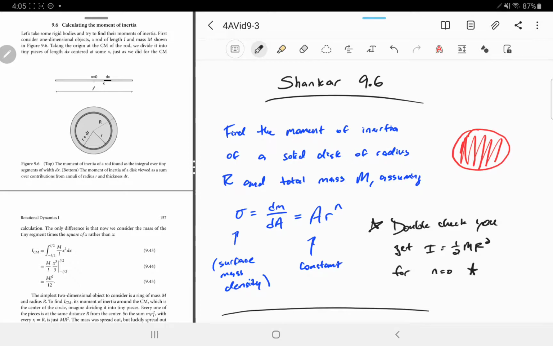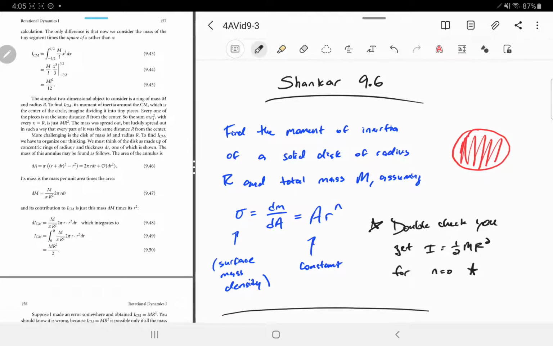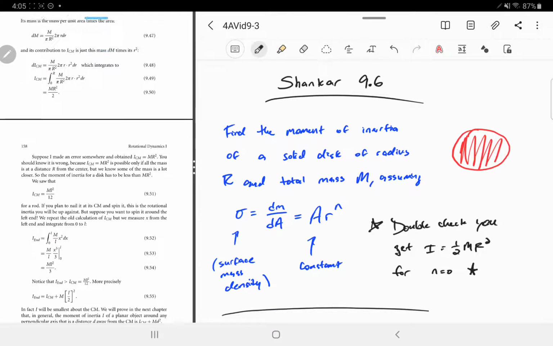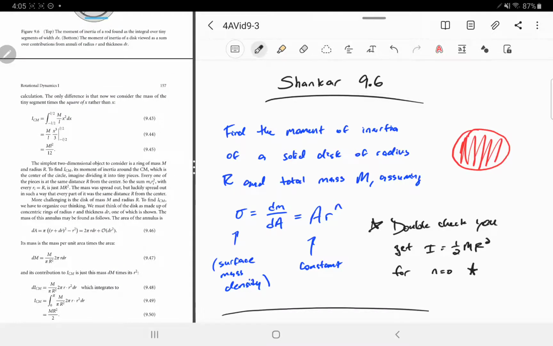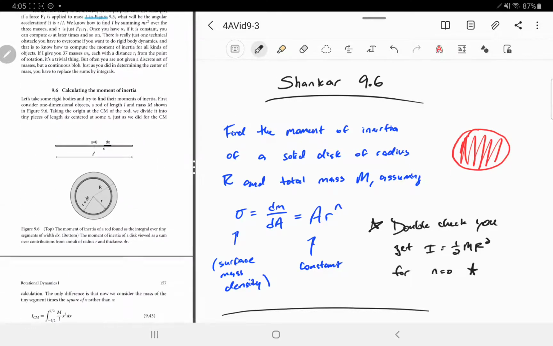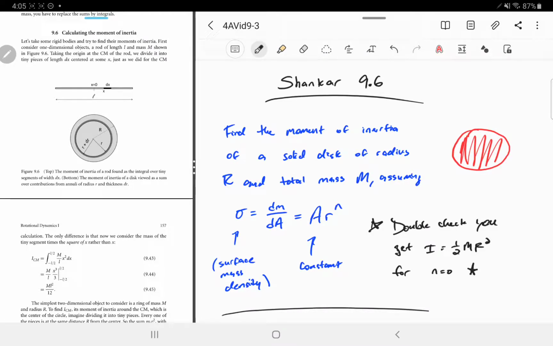This video covers section 9.6. I didn't have enough time for this in the last video. So in this video, I'd like to demonstrate how you go about calculating moments of inertia. Because we have a whole video going over this, I have a harder problem than what Shankar does, but it reduces down to one of the results that we went over in a certain special case. Let me jump into this problem right here.